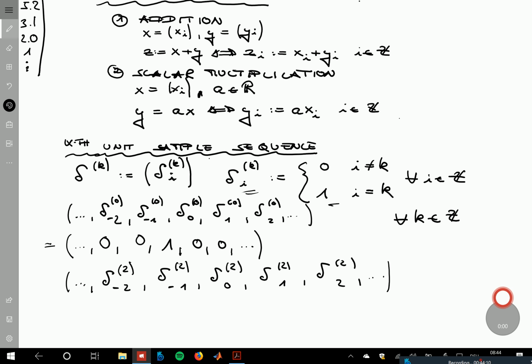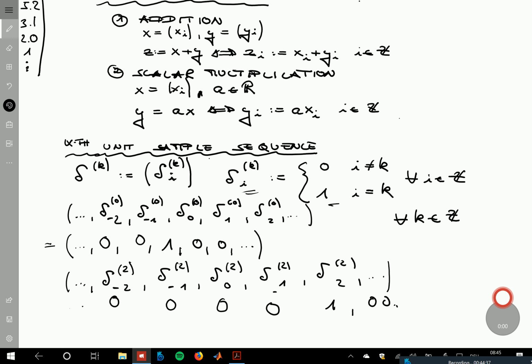So who wants to say what these are? So starting here. Yeah, just go on. Next one 0, this one, and this one. Exactly. And all the other ones that we didn't discuss here are also 0. Yeah. So this is how the unit sample, the kth unit sample sequence works.